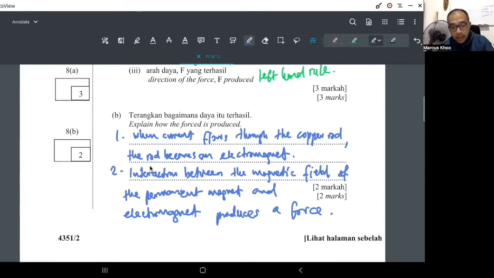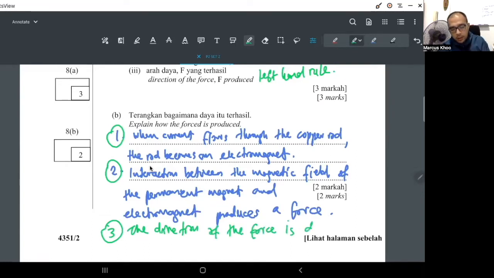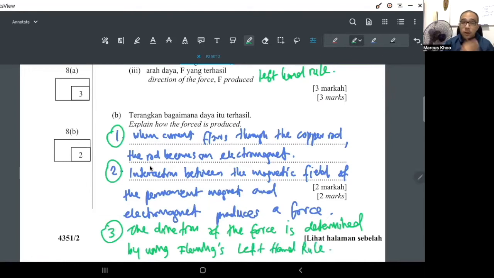I'm going to give you something a little bit extra. Although it's 2 marks and this is actually enough already, you should also mention the direction of the force is determined by using Fleming's left hand rule. I would give this answer. This is a standard answer. Current flows, it becomes an electromagnet, then the interaction between them produces a force. Then the direction of force is determined by Fleming's left hand rule. Actually, there's another one, which talks about the catapult force, but good enough for this question.